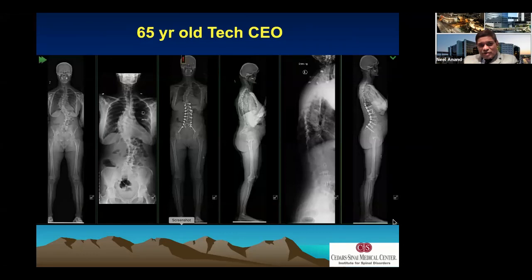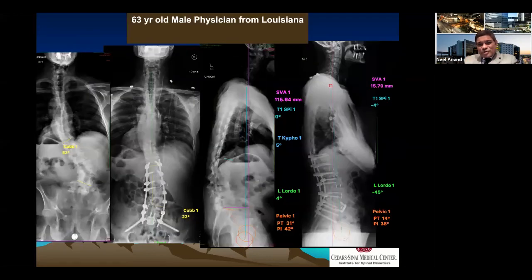Here's another 65-year-old tech CEO. Same thing. Again, you're seeing this across the board. But here's an interesting one. Here's the post-stage 1. She did not have enough lordosis. I was able to give her more by going in and correcting it during the posterior stage. Again, staging helped. Here's another one, a physician from Louisiana. And you can keep following this. This is thoracolumbar kyphosis, something that with open surgery we routinely did osteotomies for.